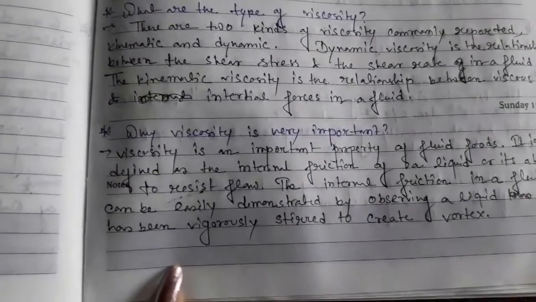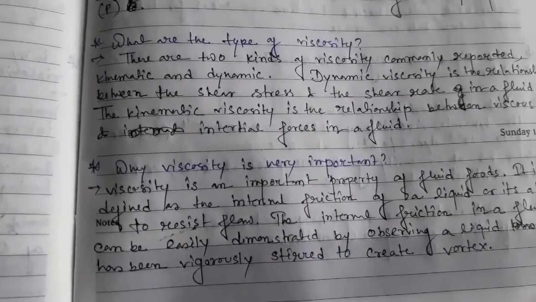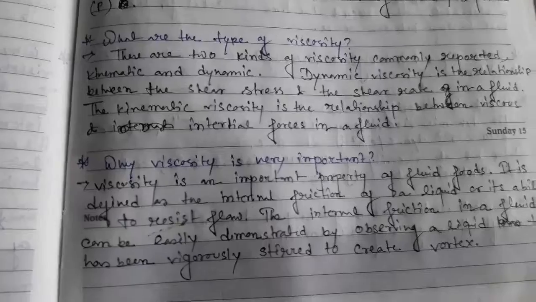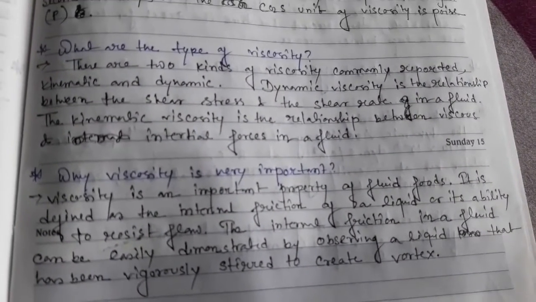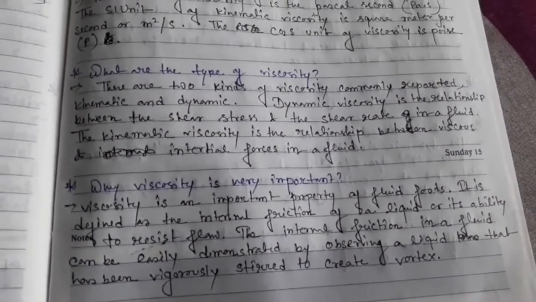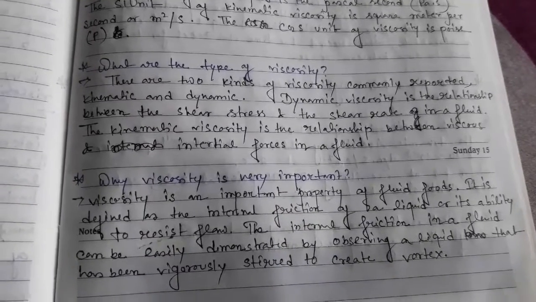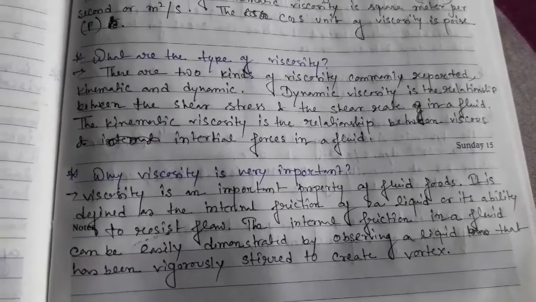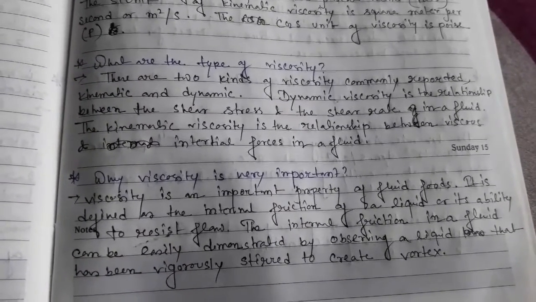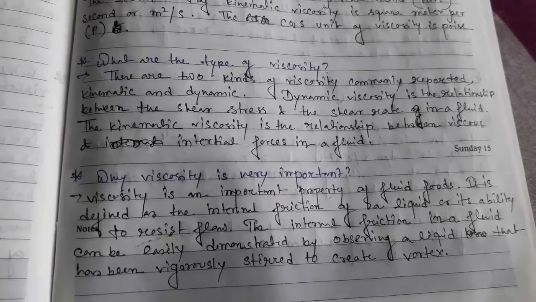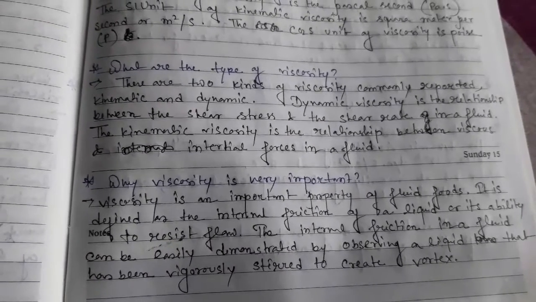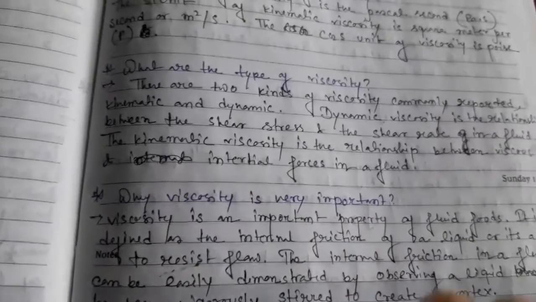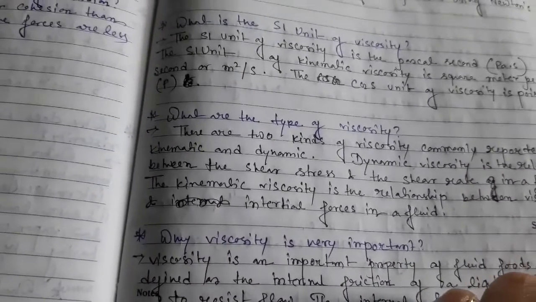Another part is why viscosity is very important. That means its importance. Viscosity is an important property of fluid foods, and it is defined as the internal friction of a liquid or its ability to resist flow. The internal friction in a fluid can be easily demonstrated by observing a liquid that has been vigorously stirred to create a vortex. That's why viscosity is very important.